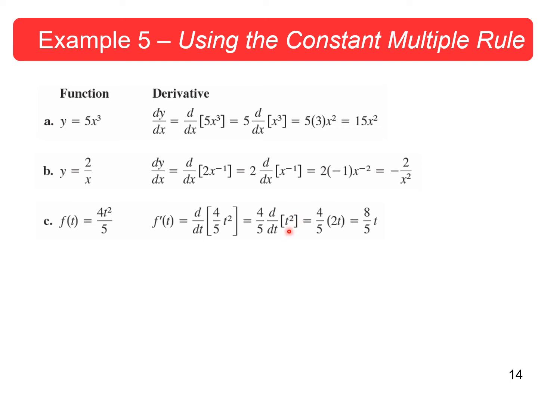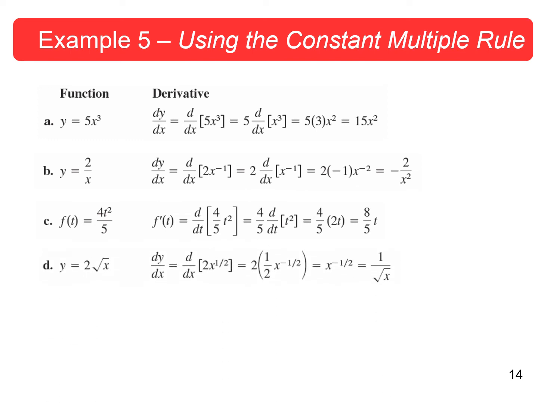The derivative of t squared is just 2t. Copy 2, bring down 2, and then subtract 1 from 2. That's how you get 1 in the exponent here and 2 in the coefficient. Then multiplying this 2, you get 8/5 t. So this is the derivative of this function here with respect to t.